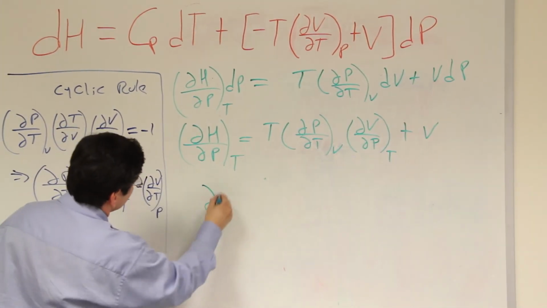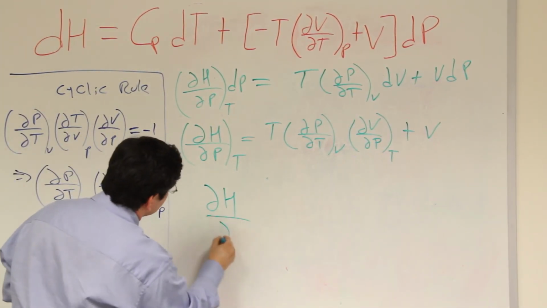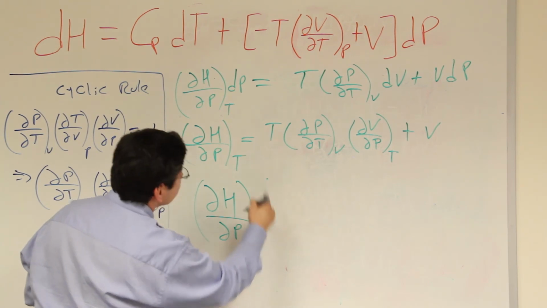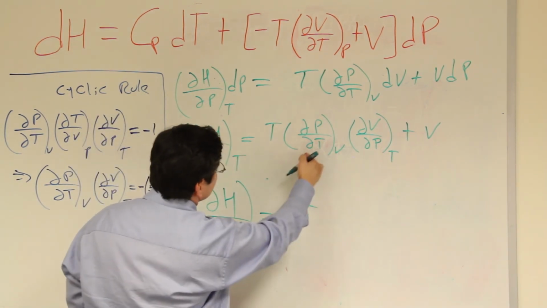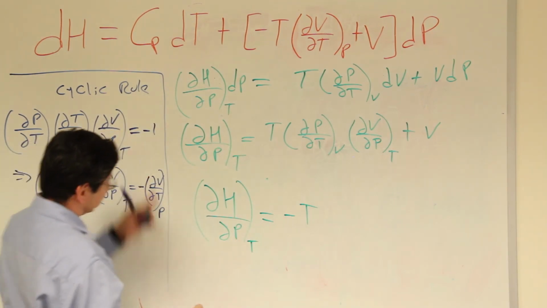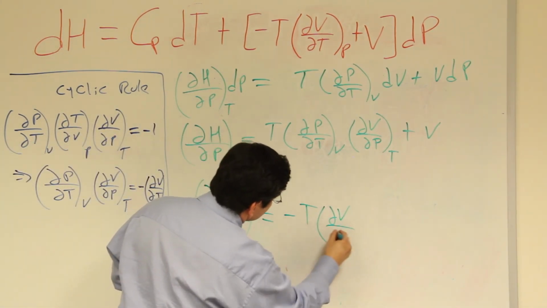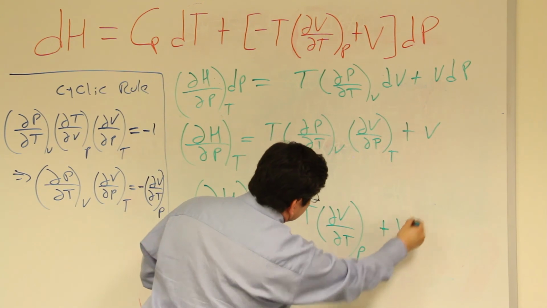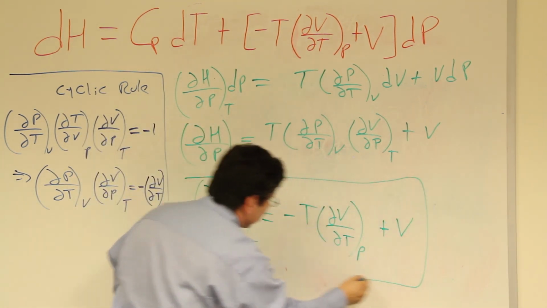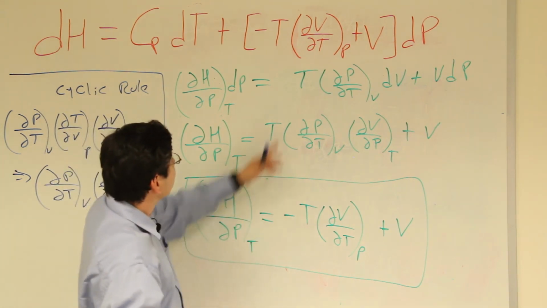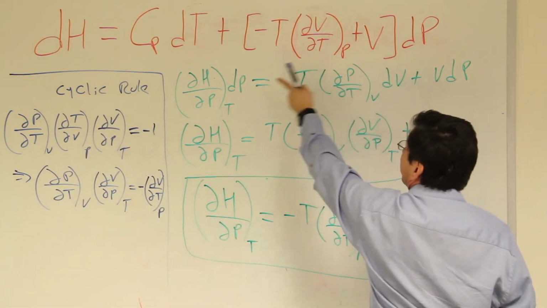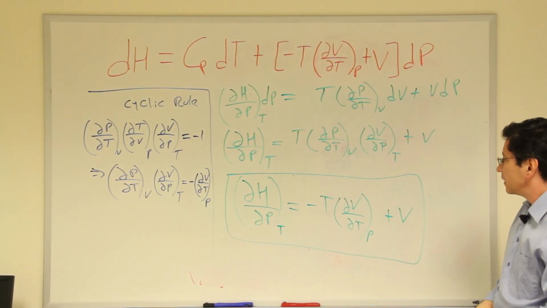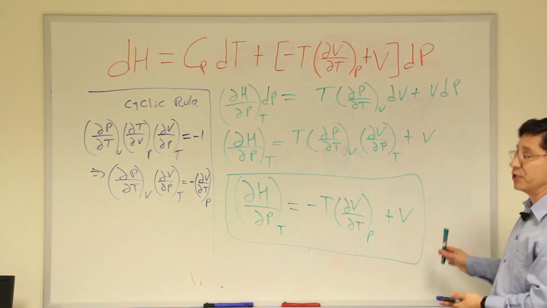So, okay. Using the cyclic rule, then we can see that this is equal to minus T. These two is equal to minus ∂V/∂T. So minus T (∂V/∂T) at constant pressure plus V. And this, my friends, is the term that we needed so that we could account for this portion of the total differential of the enthalpy. So that's the goal that we have, and then I think we have accomplished that goal.